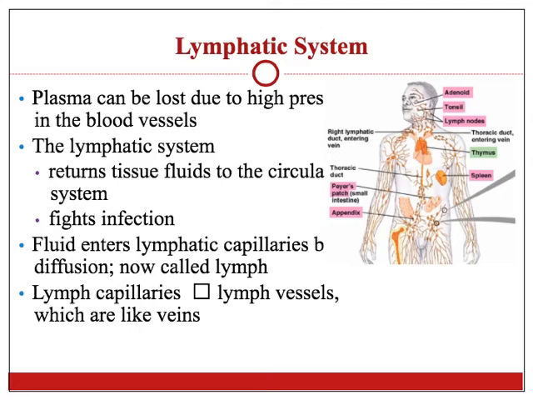So basically this system exists because in the blood vessels, in the cardiovascular system, we know we have very high pressure in the arteries. And this very high pressure can actually force plasma out of the blood vessels into the surrounding tissue, okay? So what the lymphatic system does is it returns that fluid back to the circulatory system.